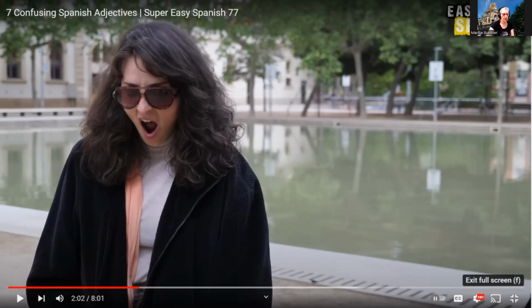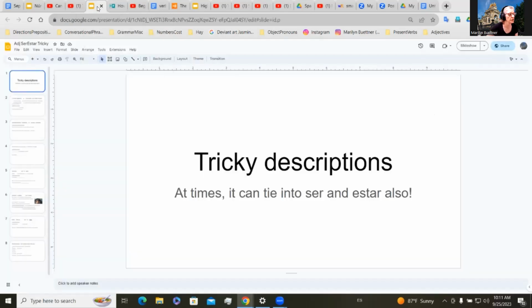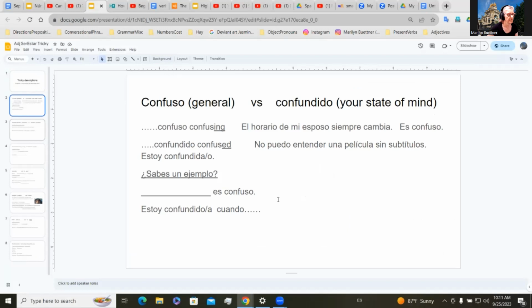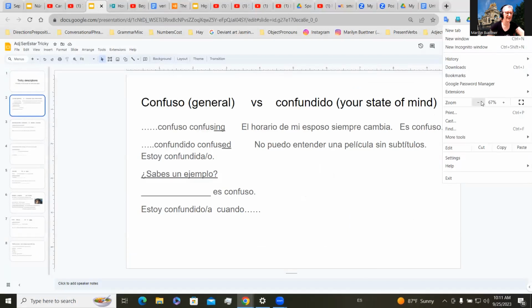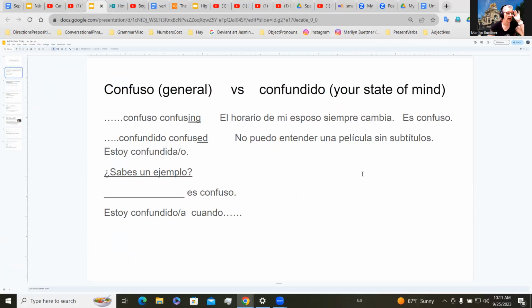Okay, vale. We're going to pause there and we're going to go to two of our slides so that we take these little by little, poco a poco, ¿no? Poco a poco. A ver, bueno.